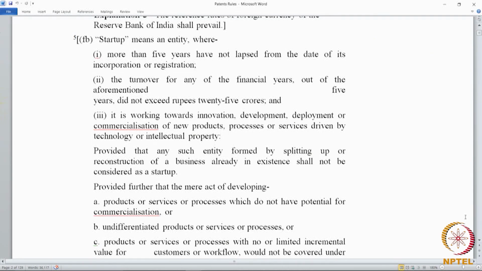But if the startup is working on these lines, either on technology or on intellectual property, that's a requirement that will be looked into by the patent office before allowing the startup the benefits under the act and the rules. Now, how does the patent office determine whether a startup is a startup? For that there is a form that has to be submitted by a small entity or a startup.